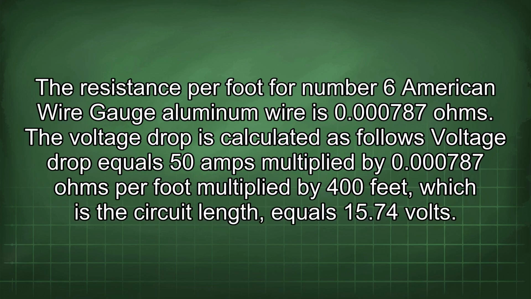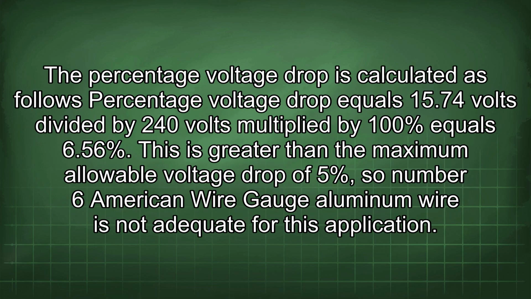The resistance per foot for number 6 American wire gauge aluminum wire is 0.787 ohms. The voltage drop is calculated as follows. Voltage drop equals 50 amps multiplied by 0.787 ohms per foot multiplied by 400 feet, which is the circuit length, equals 15.74 volts. The percentage voltage drop is calculated as follows. Percentage voltage drop equals 15.74 volts divided by 240 volts multiplied by 100% equals 6.56%.